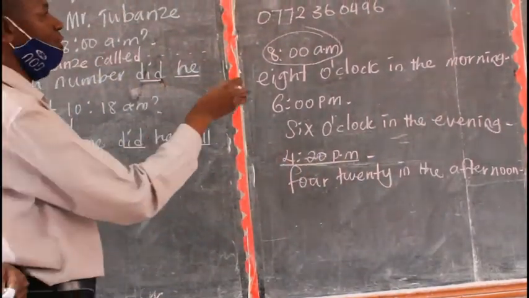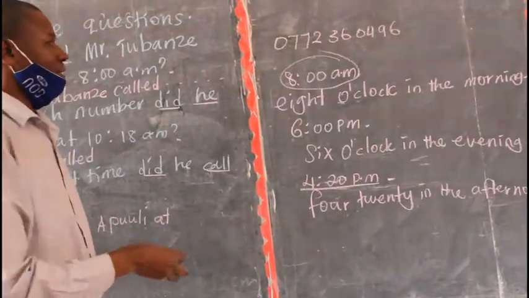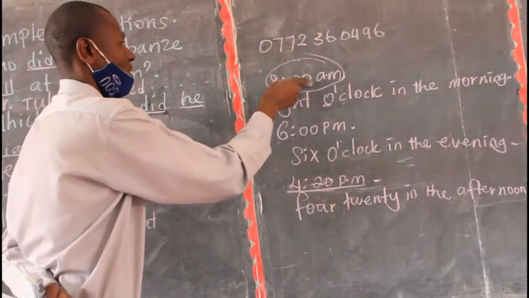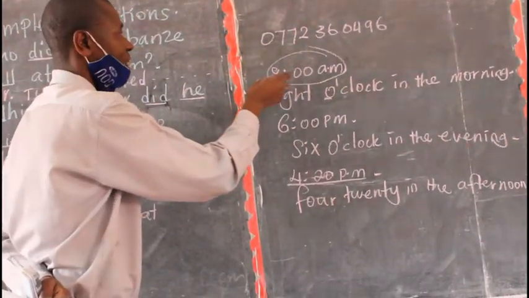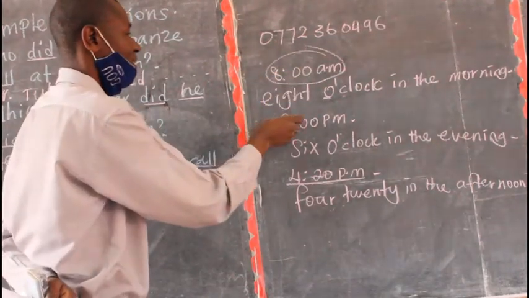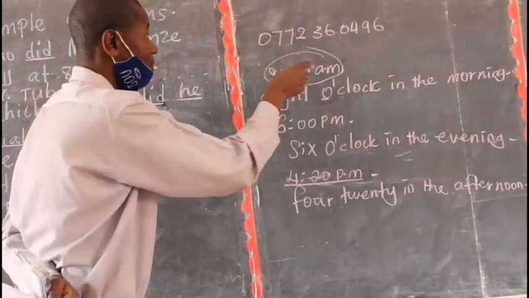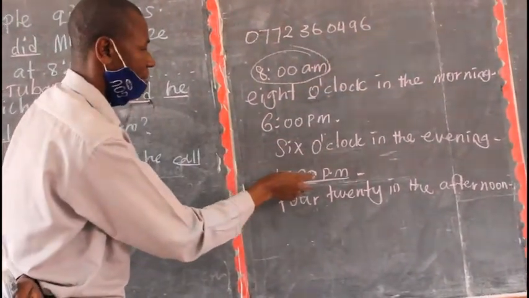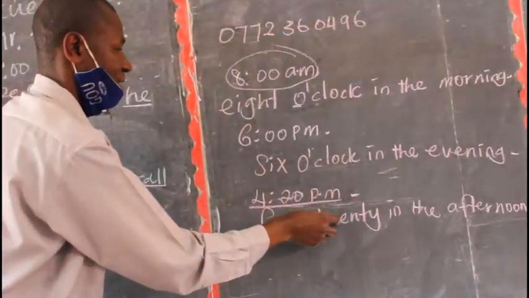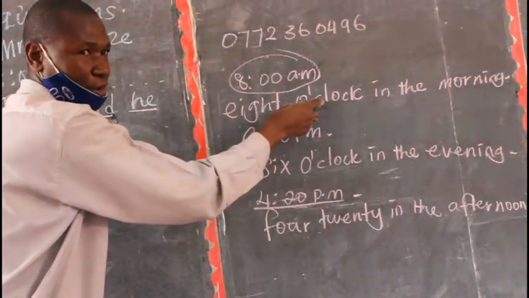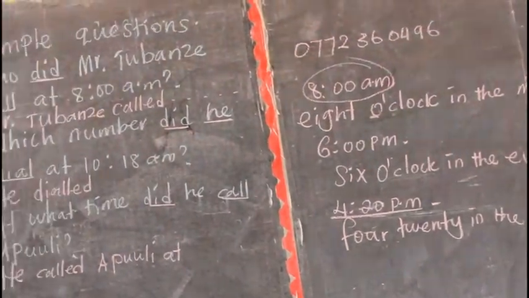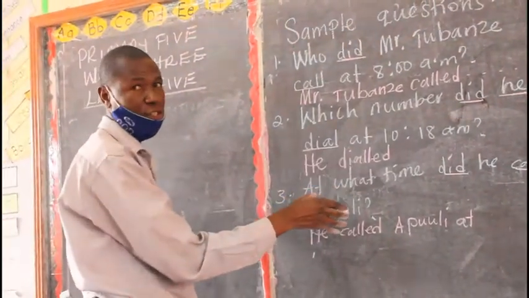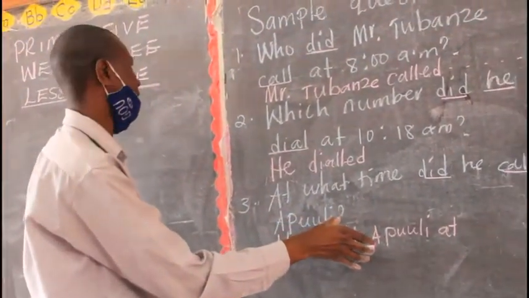Why do you think we have not used the word o'clock here? We use the word o'clock when we are talking about all hours without any minute past. Like now this is exactly 8 and this one is exactly 6. For the reason of this, we have used the word what? O'clock. But here, where you see some minutes past, it is unnecessary for us to use the word o'clock. So this is how you are going to answer these questions in full sentences.